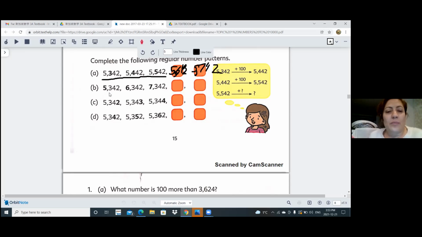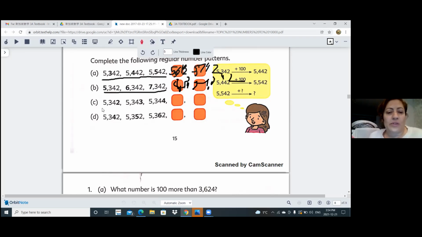Michael, you're going to do the one just below that. Ready? Read me these numbers, go ahead. 5,342. 6,342. 7,342. I'm going to ask the same question I asked Arthur. Is this an increasing pattern or decreasing? Increasing. What is it increasing by each time? 1,000. So what will be the next two numbers? 8,342. Good, and the number after that? 9,342. You got it.